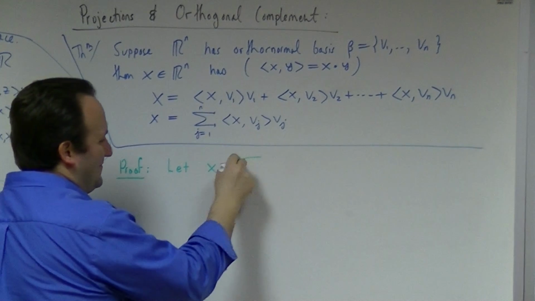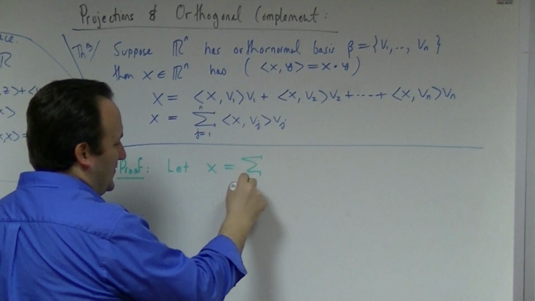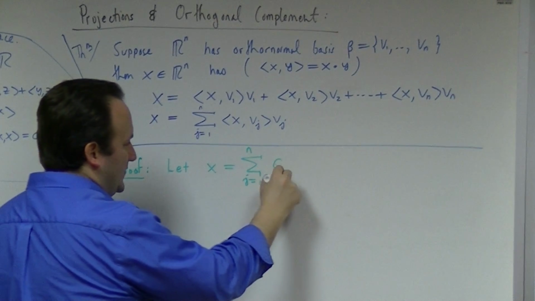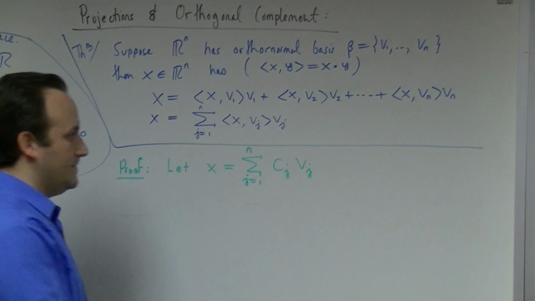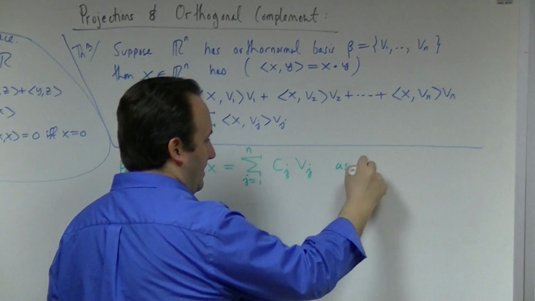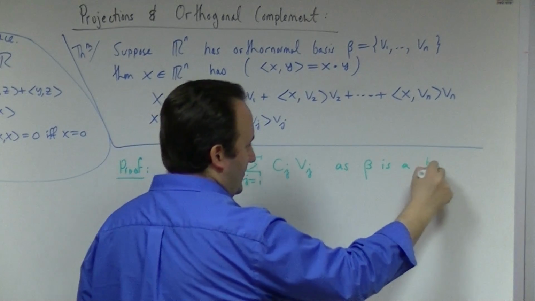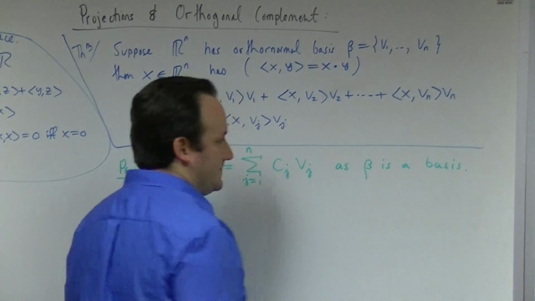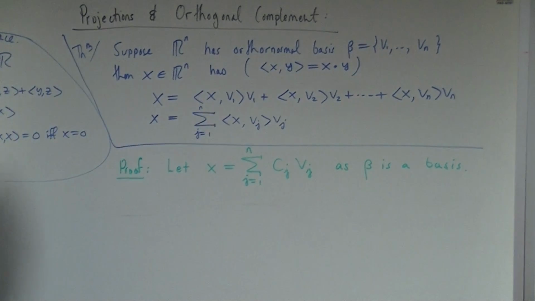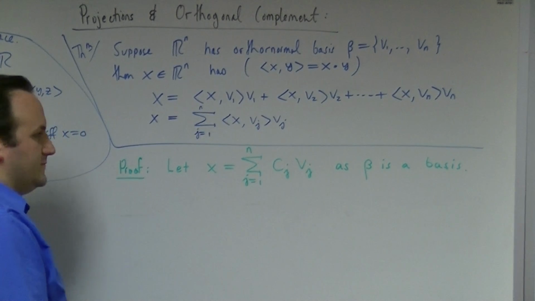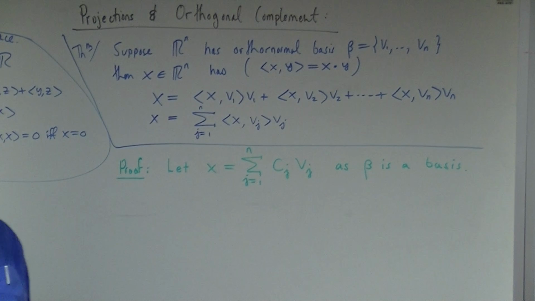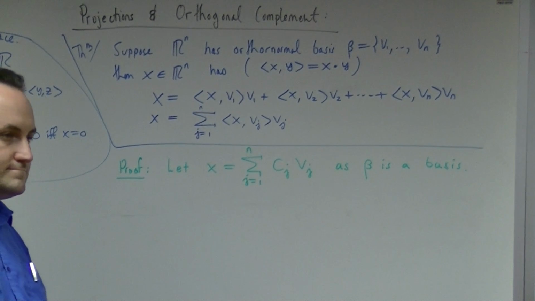x equals the sum j equals 1 to n of c sub j v sub j. Now why can I do that? Because beta is a basis. As beta is a basis, that's right. And then what do you do? Is c some constant? Yes. What are we proving here?